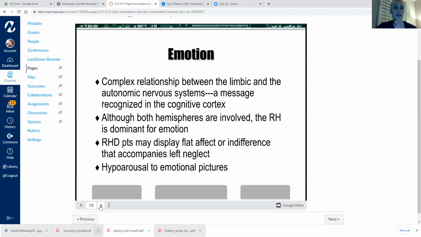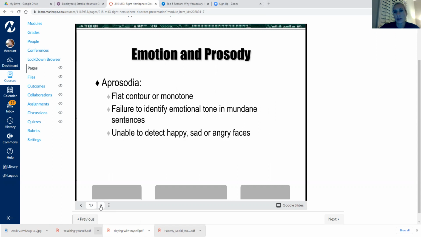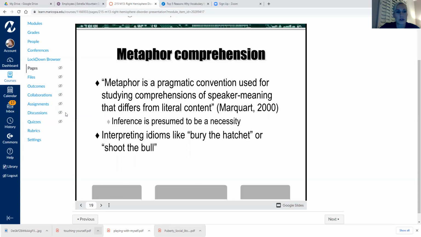There are also emotion complexities, so definitely there are some changes with that. And then they tend to omit or misread words on the left side. So they have some of that left visual issue. And again, before, they weren't diagnosed properly, and definitely there are some issues with emotion and prosody, so maybe the flat affect or monotone. So let me go back. Look through this. There's a lot of different things. Like I said, the right hemisphere is more subtle.